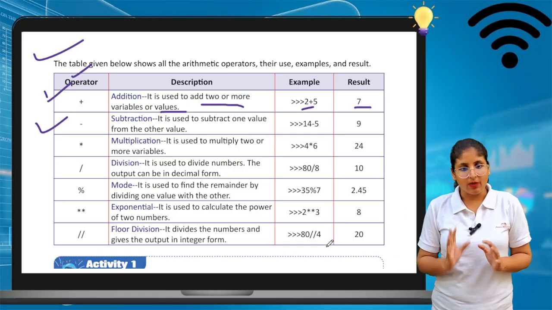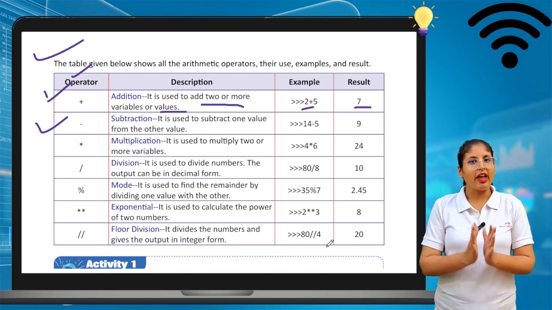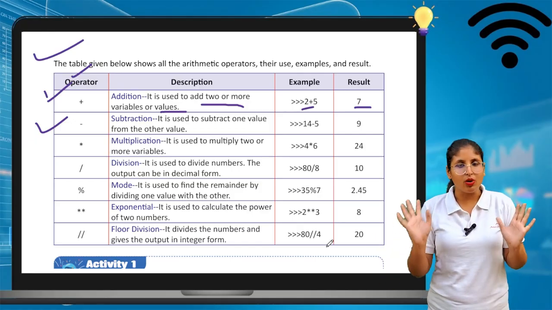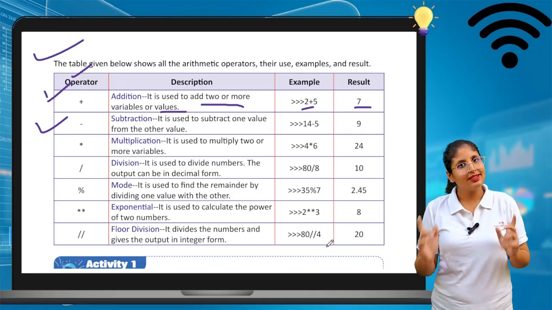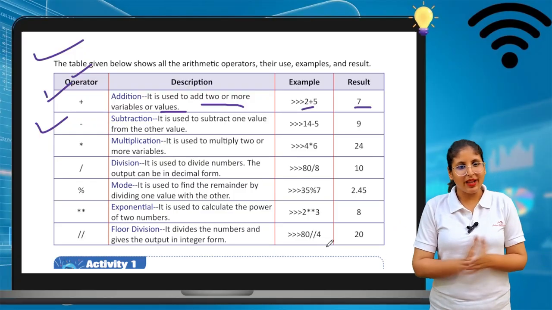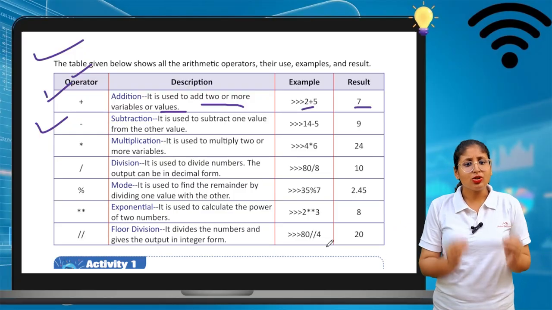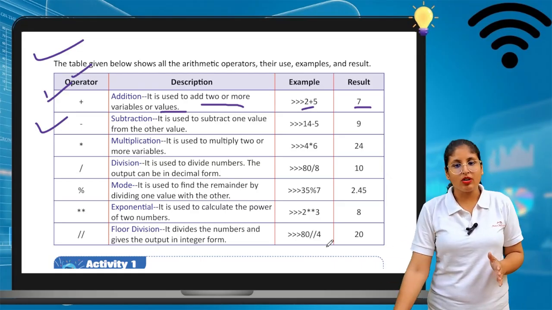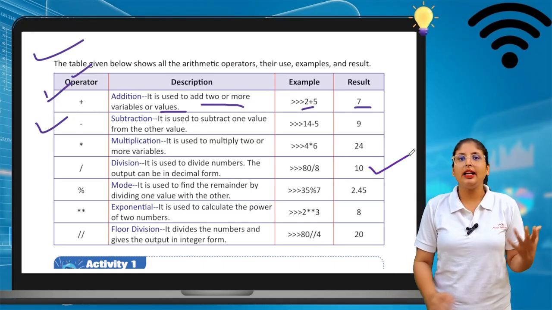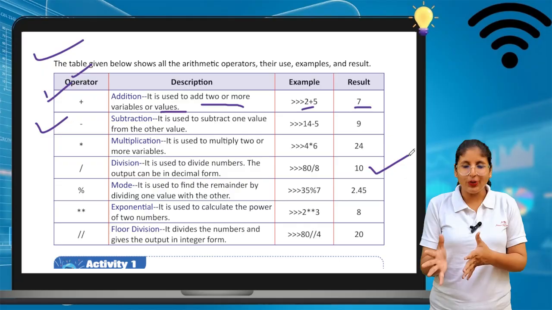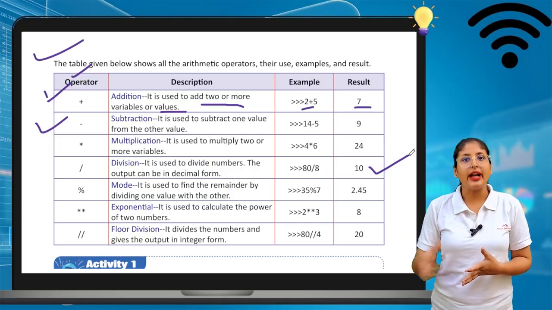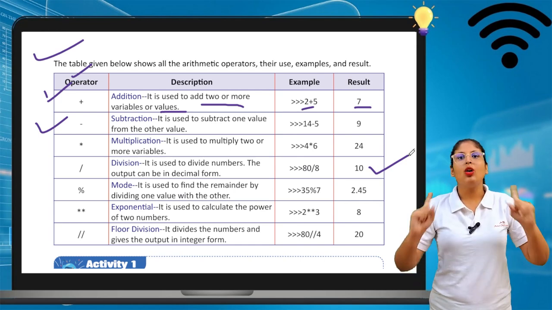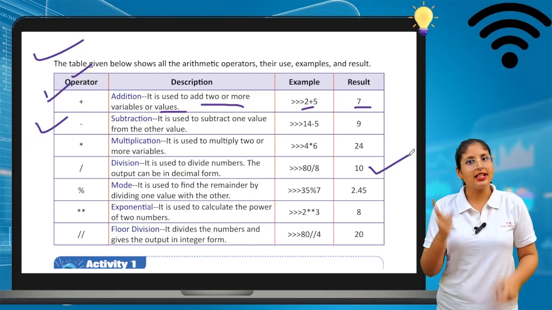Next is multiplication. It is used to multiply two or more variables. With the help of this sign, we are able to multiply. Like 4 multiply 6, we all know 24. So 4 and 6 are operands and the operator is the multiply sign. Next is division. It is used to divide numbers. The output can be in decimal form also. Like 80 divided by 8, we all know it comes to 10. So 80 and 8 are the operands and the divide sign is the operator.